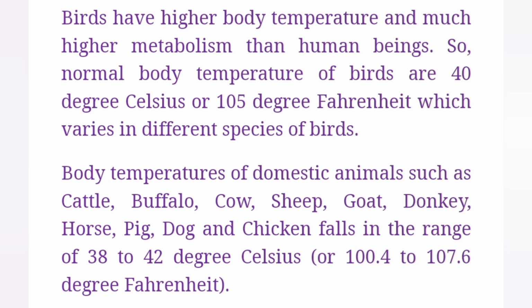Answer, birds have higher body temperature and much higher metabolism than human beings. So, normal body temperature of birds is 40 degrees Celsius or 105 degrees Fahrenheit, which varies in different species of birds. Body temperature of domestic animals such as cattle, buffalo, cow, sheep, goat, donkey, horse, pig, dog and chicken falls in the range of 38 to 42 degrees Celsius or 100.4 to 107.6 degrees Fahrenheit.